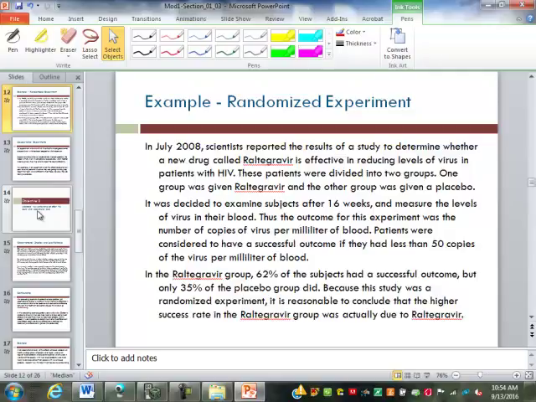So the experimental units, not treatments, are each person in the study. The treatments are, did they get the drug or the placebo? Then, of course, the data is the amount of virus in their blood.